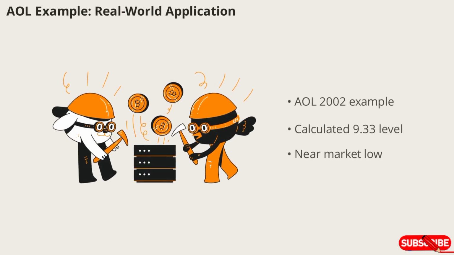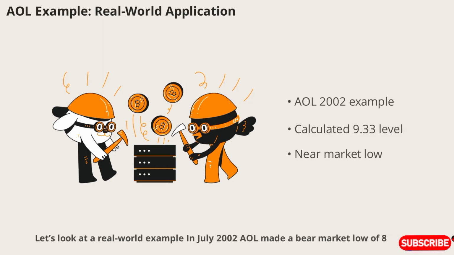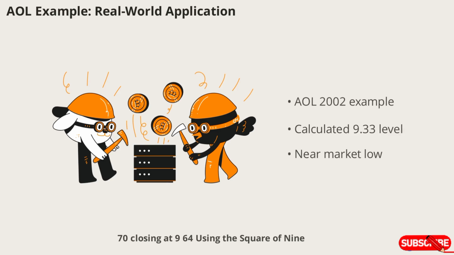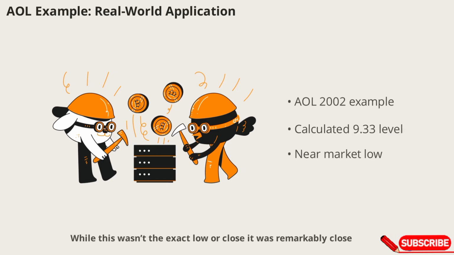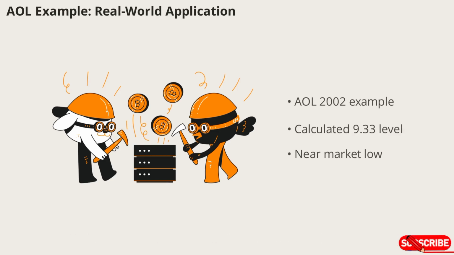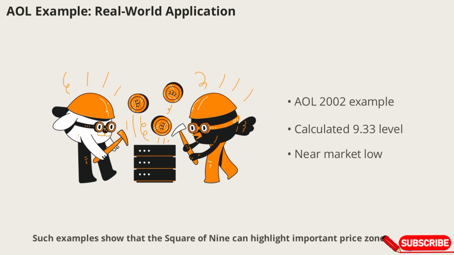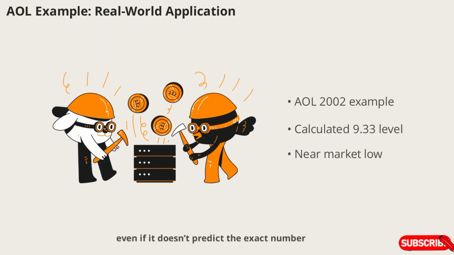Let's look at a real-world example. In July 2002, AOL made a bear market low of 8.7, closing at 9.64. Using the square of 9, the 21st 180-degree cycle down from its all-time closing high of 94 adjusted to 3 digits calculated a key level at 9.33. While this wasn't the exact low or close, it was remarkably close, demonstrating the practical value of the technique. Such examples show that the square of 9 can highlight important price zones, even if it doesn't predict the exact number.